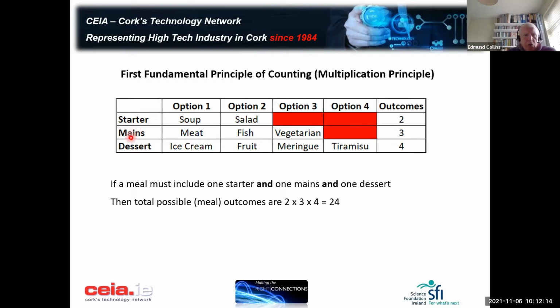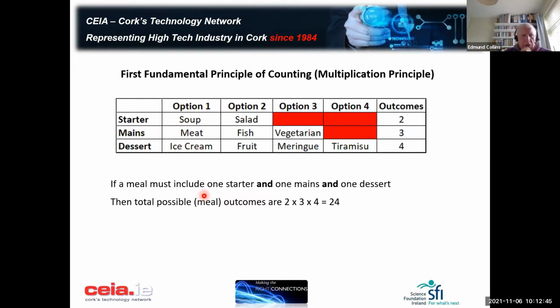Then for the main course, you can have a meat dish, a fish dish, or a vegetarian dish. So therefore, there are three outcomes or 3 options. Now they're quite good on desserts in this restaurant, and on this menu, you have 4 options. So you can have ice cream, fruit, meringue, and tiramisu. So they're the 4 outcomes there.